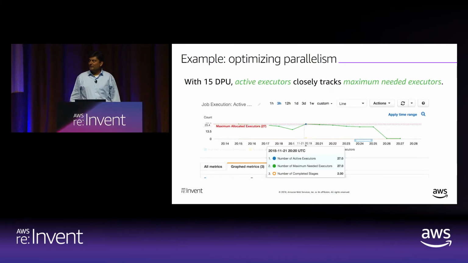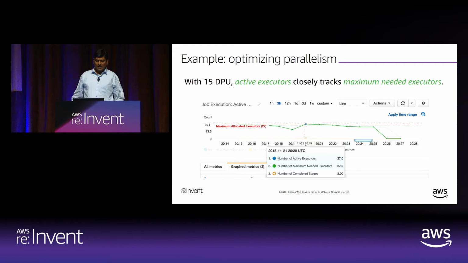So if you bump it up to 15 DPUs, now all of a sudden the number of active executors, the number of executors that are actually running, matches or tracks very closely the number of potential executors that you would need to run the program. So going beyond 15 DPU isn't going to get you additional performance improvement.